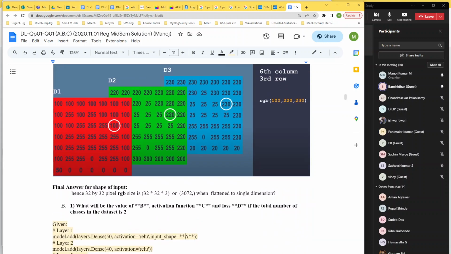Similarly, in the question we have 32 by 32 pixel RGB, so that means 32 by 32 pixels, and again 3 matrices will be there, so 32 by 32 into 3.